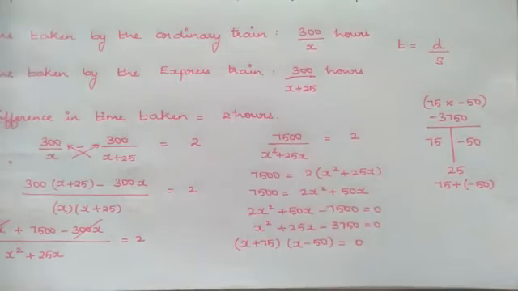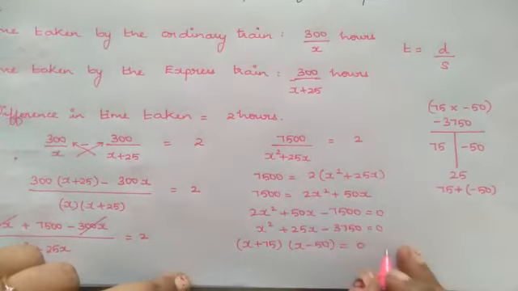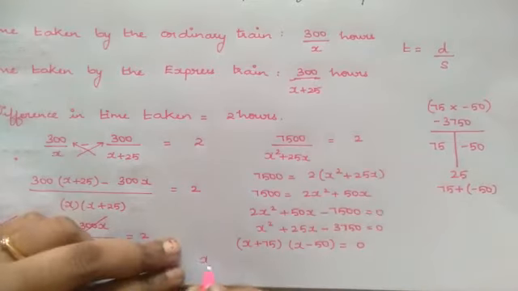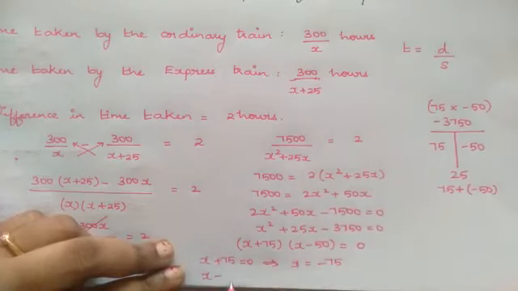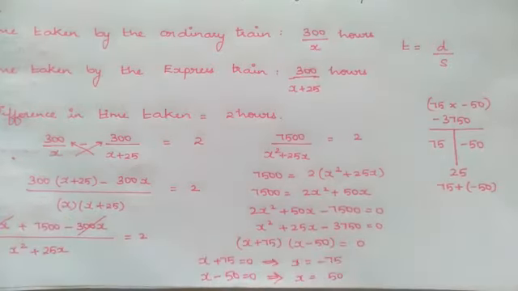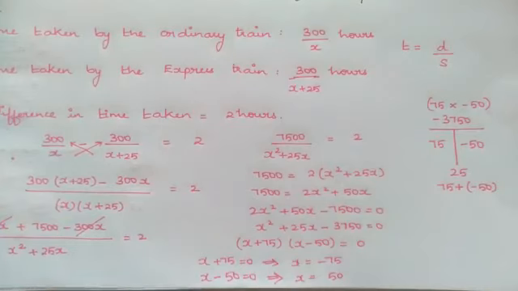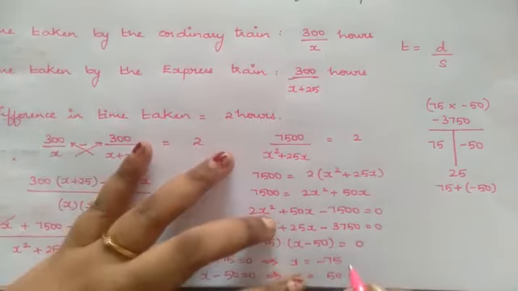From this, we can identify the value of x. x plus 75 equal to 0 implies x will be minus 75. Then x minus 50 equal to 0 implies x will be equal to plus 50. What is x actually? x is the speed of the ordinary train. Have we ever heard of speed being negative? Negative speed is not at all possible. So x equal to minus 75 is not possible.